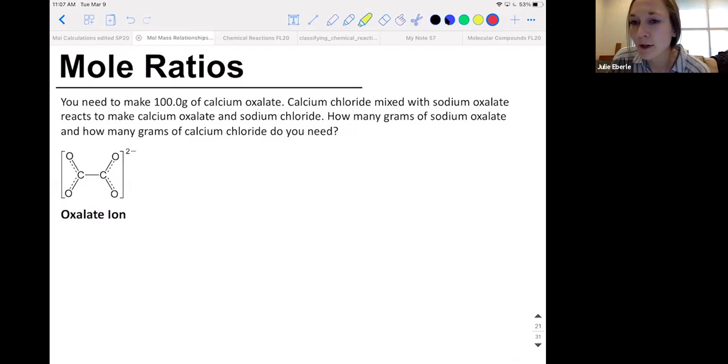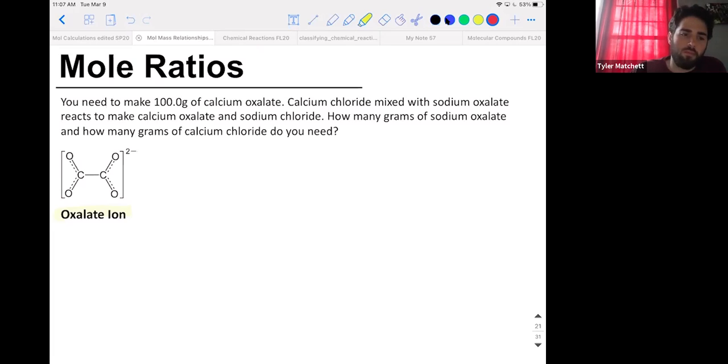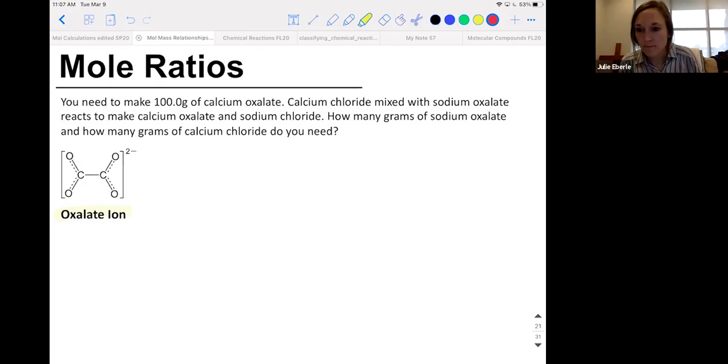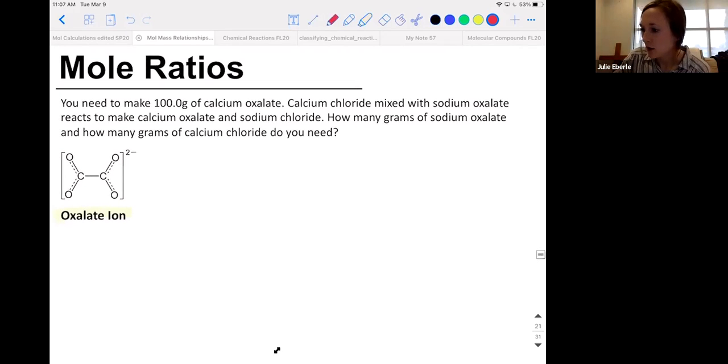It says you need to make 100 grams of calcium oxalate. What in the world is oxalate? Well, it's drawn out here for us. The picture is not so much what we care about. We need to write a formula for oxalate. It's kind of like a polyatomic. You've got multiple atoms. It's an ion because it has a charge overall. So how would you write the formula for oxalate? Would you do a C2O4? That's perfect. I don't know who said that, but good job. C2O4, and it's got a -2 charge. So C2, we're going to come back to this.